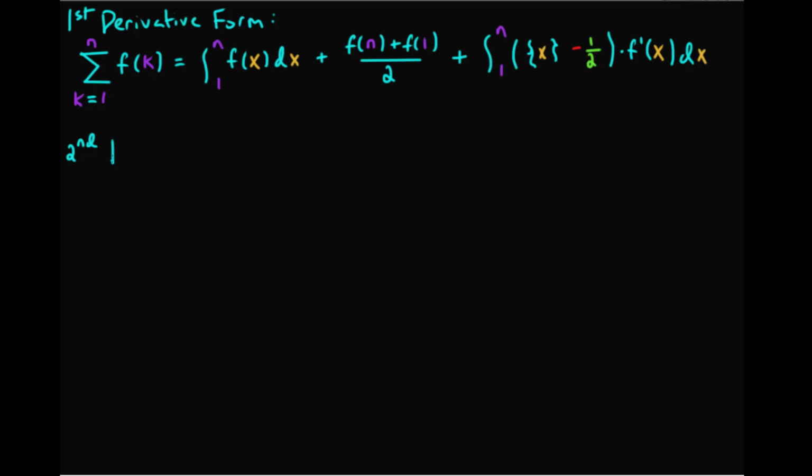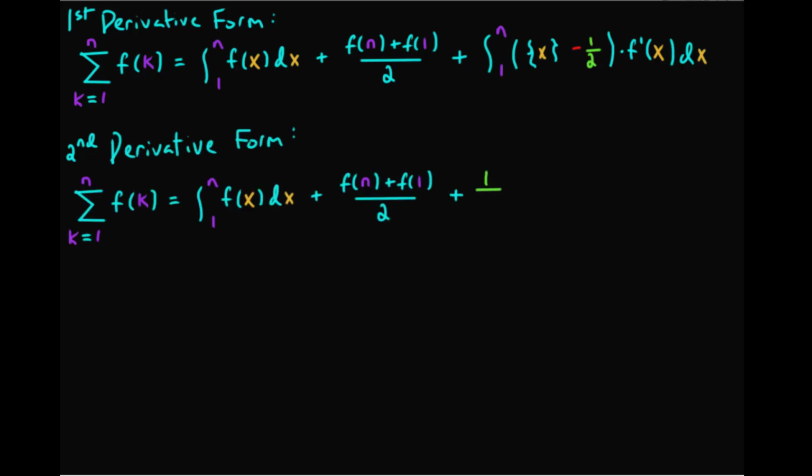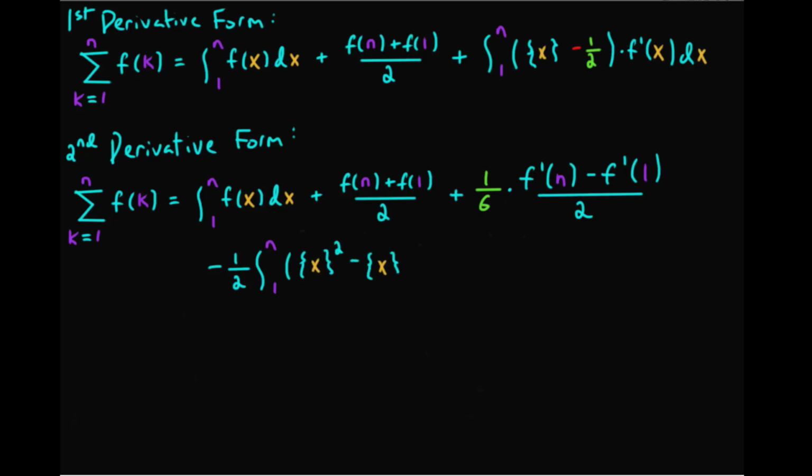For our second derivative form of the EMSF, our first two terms on the right-hand side are exactly the same as the ones in the first derivative form, but then we have this new term, this plus a sixth times f prime of n minus f prime of 1 all over 2. And then we have a new remainder integral, which is minus a half times the integral from 1 to n times, open parenthesis, fractional part of x squared minus fractional part of x plus 1/6, close parenthesis, times f double prime of x dx.